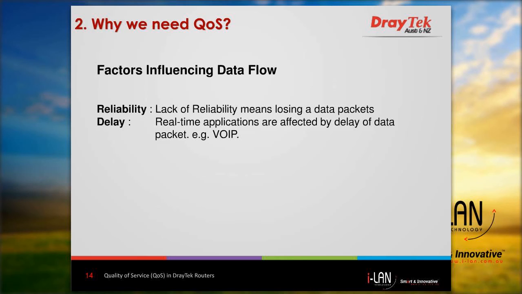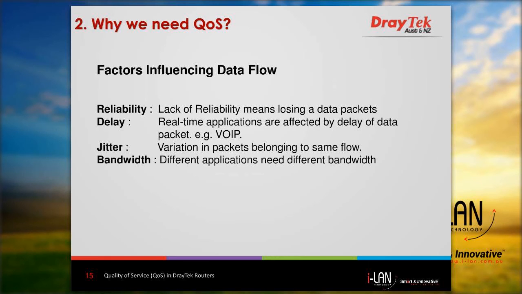The next item was delay in data flow. It'll be noticeable for real-time applications such as VoIP. Then the other factors which influence data flow are jitter, which is a variation of the packets belonging to the same data flow, and the bandwidth requirements. Some applications may need more bandwidth than others. For example, a video stream will require much higher bandwidth than a web page, and insufficient bandwidth for a video stream usually results in buffering and a stop-start video stream, which can be disruptive.